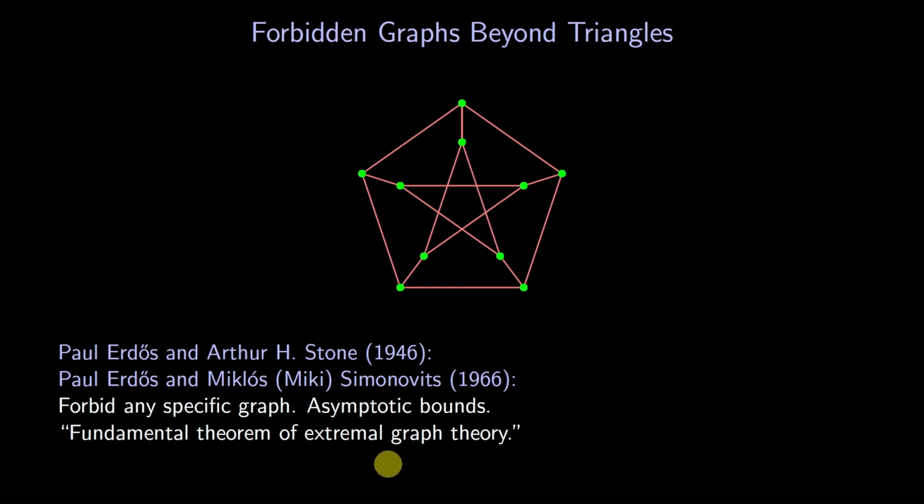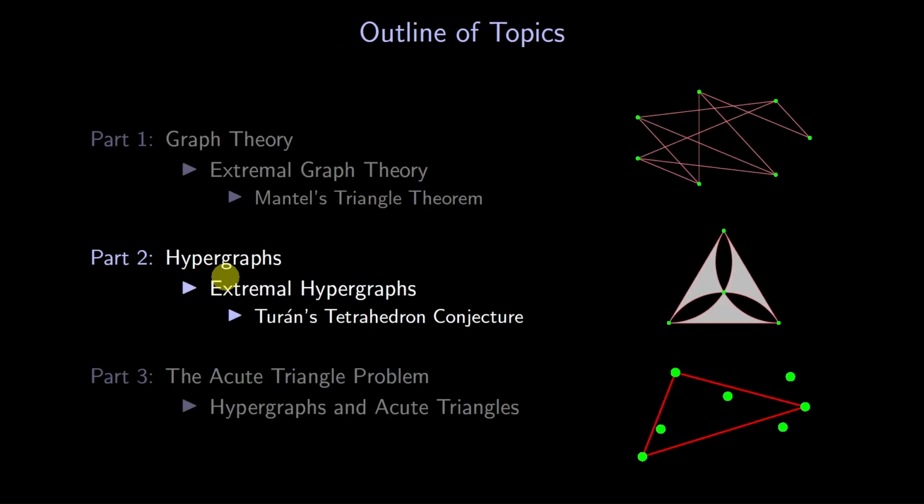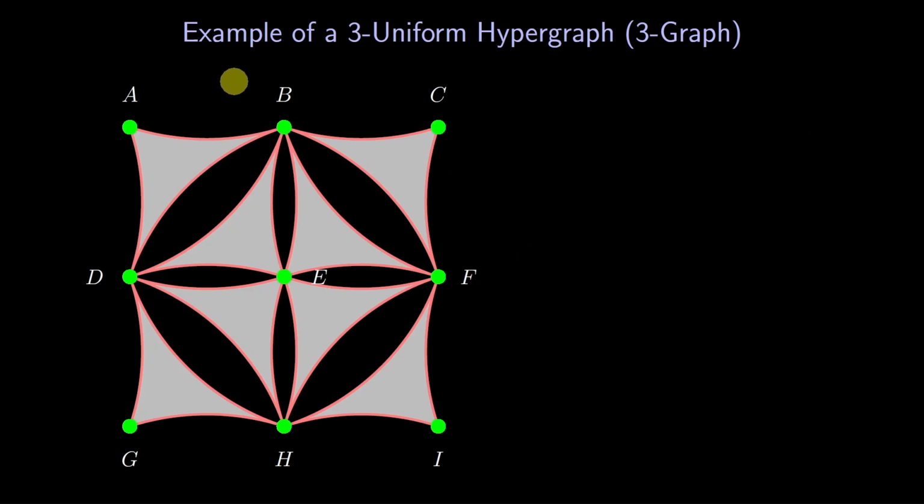For our original problem about acute triangles, though, we'll need to generalize graphs to hypergraphs. Remember, in a graph, every edge was a pair of points. Instead, in this hypergraph, every edge is a triple of points. I've drawn each edge as a light gray region, touching 3 points. For example, ABD is an edge. Because each edge is a triple, we'll call this hypergraph a 3-uniform hypergraph, or 3-graph for short.